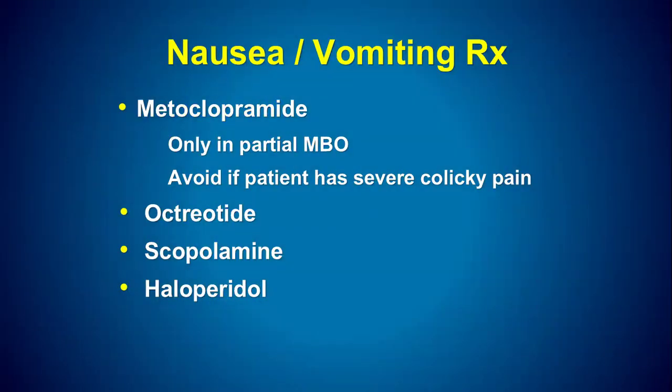Nausea, vomiting, as I said, metoclopramide, but again, to be given only if it is a partial malignant bowel obstruction, and it should be avoided if the patient is having severe colic. So even if it is a partial obstruction, you should avoid it if the patient is having a lot of colicky pain. So you should avoid it then.